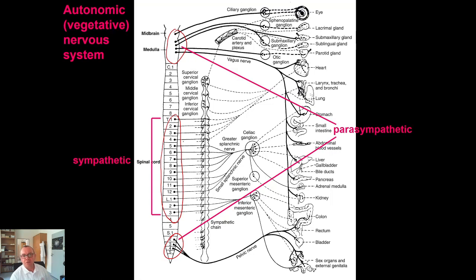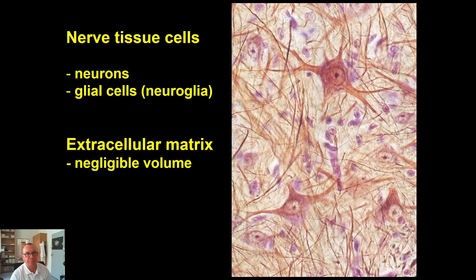But there is also a difference in the neurotransmitter. Peripheral neurotransmitter of parasympathetic system is acetylcholine. Peripheral neurotransmitter of sympathetic system is norepinephrine or noradrenaline. So that's the second system, autonomic nervous system. Also, we'll look at some parts of it in my lecture.